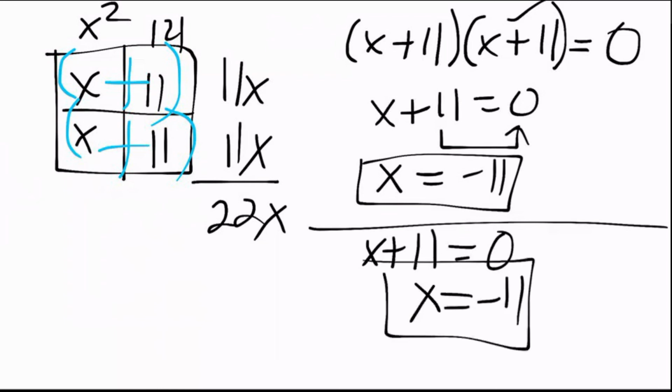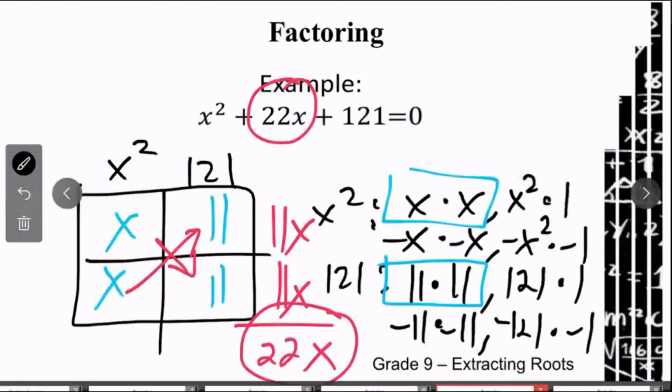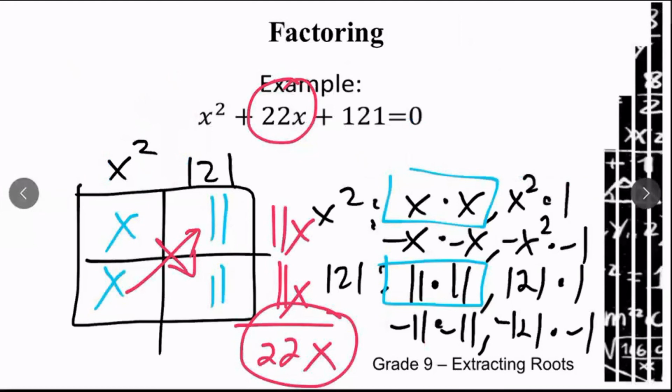Therefore, we have our answer. We have x equals negative 11 and negative 11 for this kind of example. So that is the process of identifying the roots using factoring.